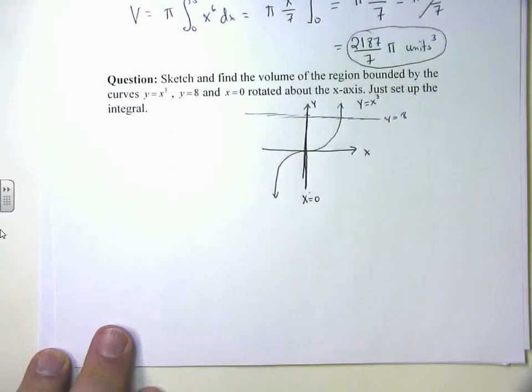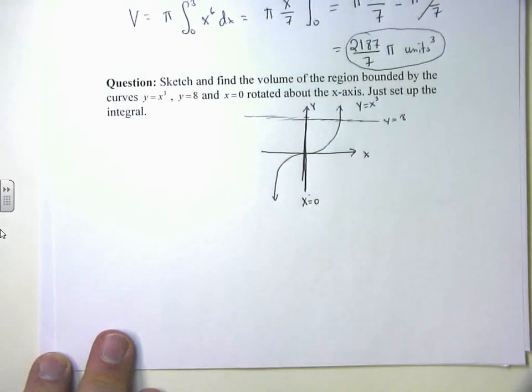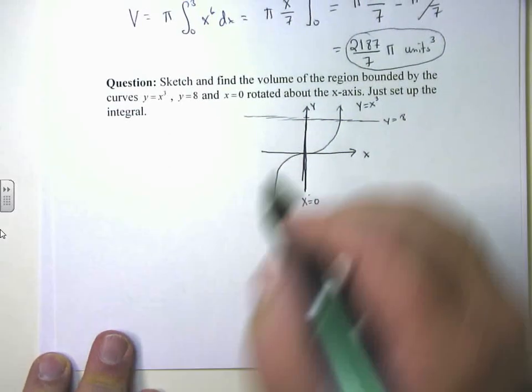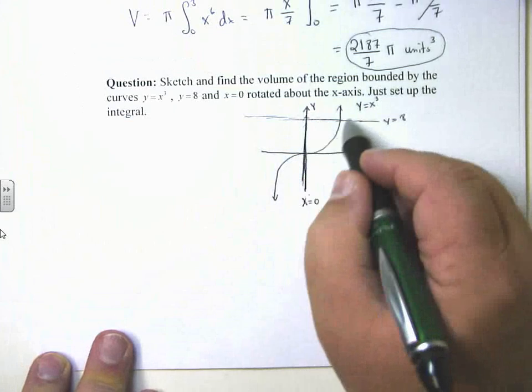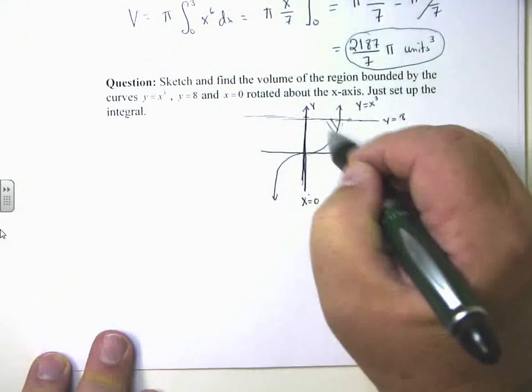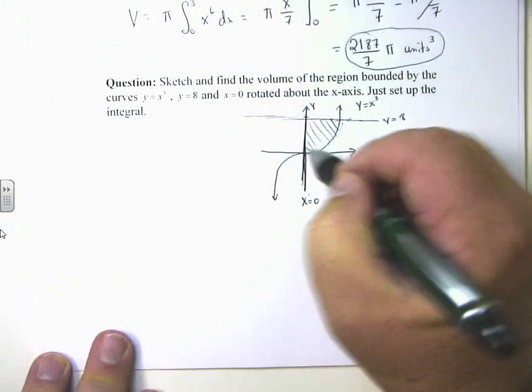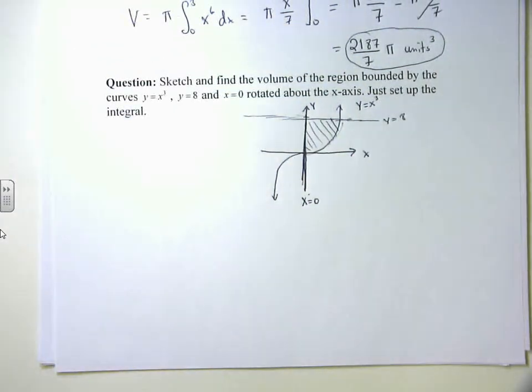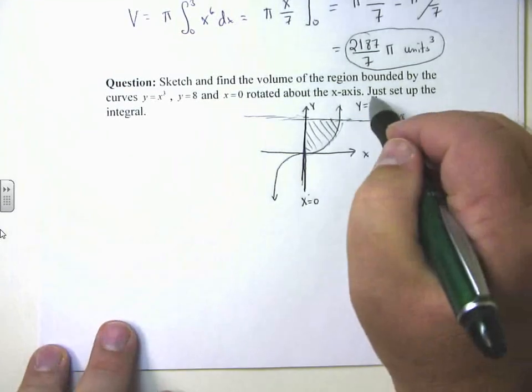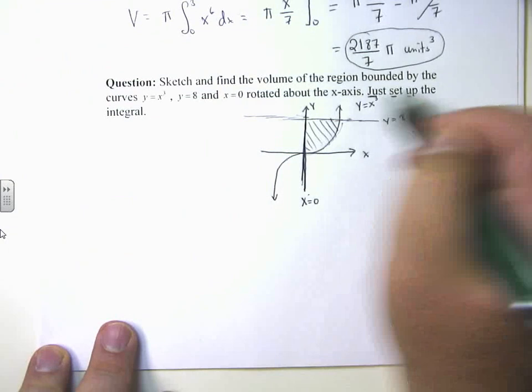There's x equals 0. So the region has been captured by this, and this is important to see. Because I got this region, I got this region, I got this region, so it's got to be stuff in there. Okay. And again, we want to rotate this around the x-axis. But this time, look at what they told me to do. Just set up the integral.